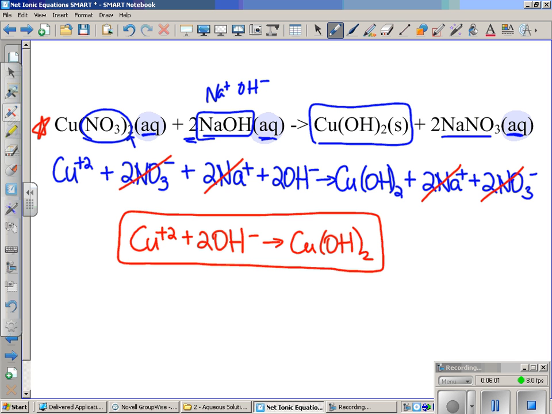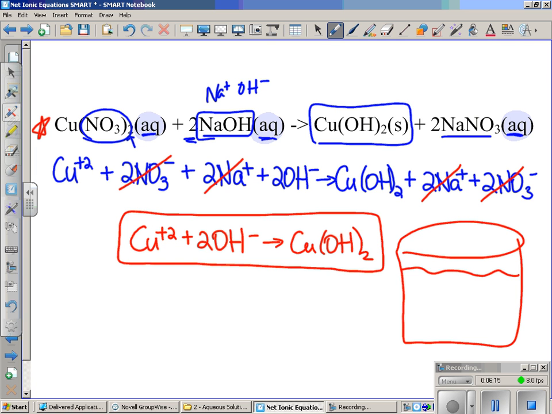So this is showing us the ions that actually precipitated out, essentially. The aqueous ones are still there. Okay, we canceled them out above, but it doesn't mean they're not there. They're just floating around in the solution. So in this solution, you would have a liquid that would be comprised of sodium ions and nitrate ions. And then down here at the bottom, you would have a pile of Cu(OH)2. So that's the basics of it.